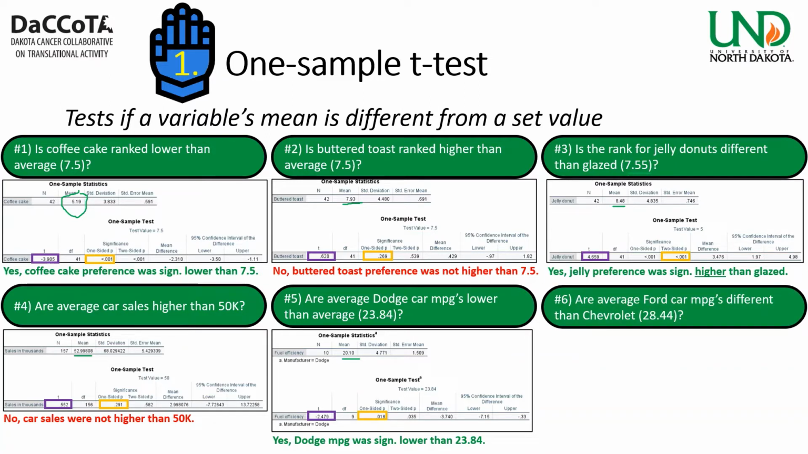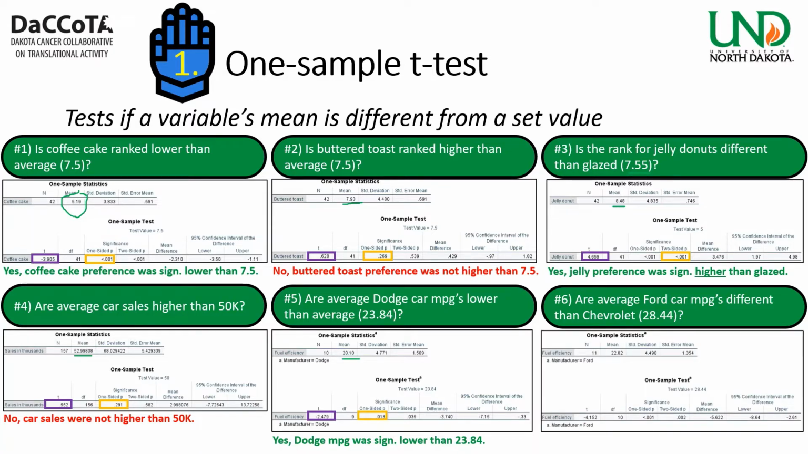And finally, is Ford different from Chevrolet? So Chevrolet's is 28.4. Ford's ended up being 22.82 with a pretty high t-value. And yes, Ford's was significantly lower than 28.44. So that was our one-sample t-test.